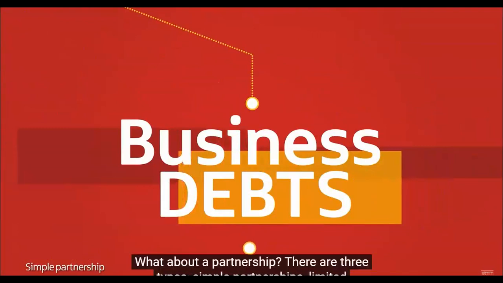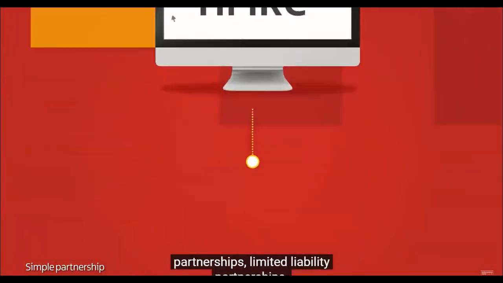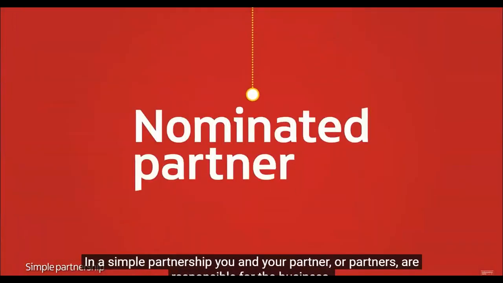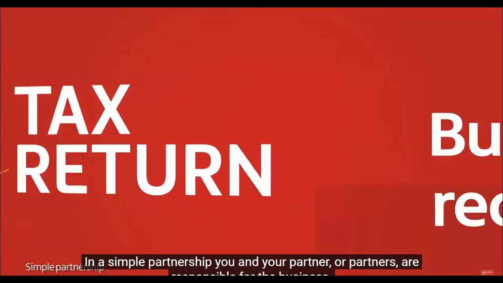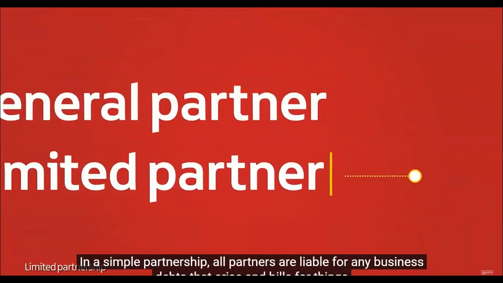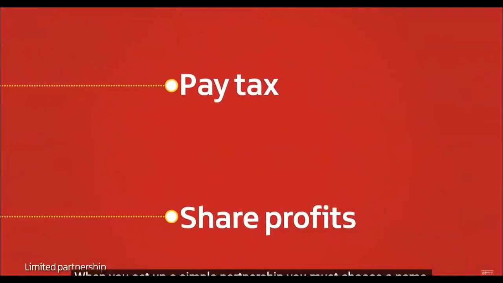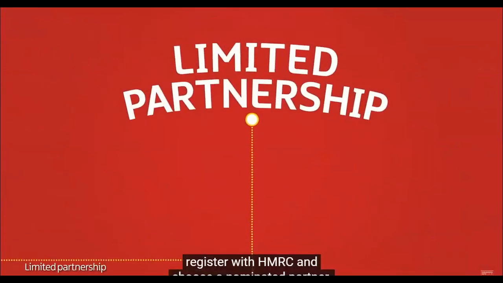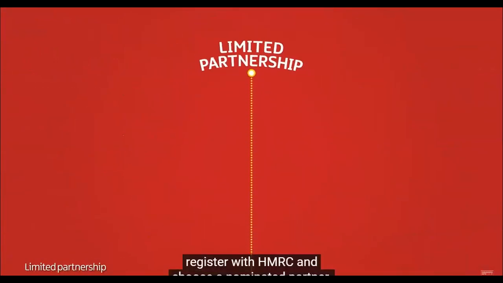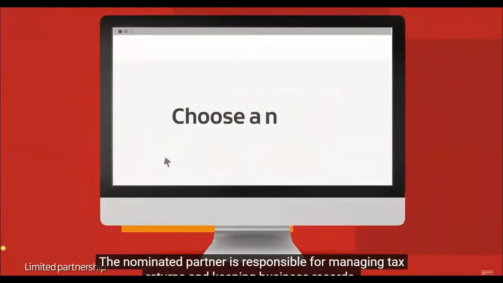What about a partnership? There are 3 types: simple partnerships, limited partnerships, and limited liability partnerships. In a simple partnership, you and your partner or partners are responsible for the business. You share the profits, and each partner pays tax on their share. All partners are liable for any business debts and bills for things you buy, such as stock or equipment. When you set up a simple partnership, you must choose a name, register with HMRC, and choose a nominated partner. The nominated partner is responsible for managing tax returns and keeping business records.